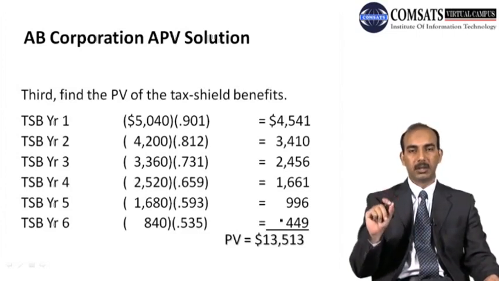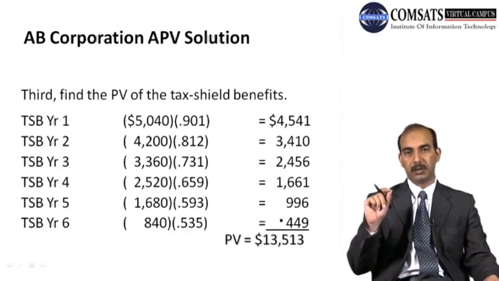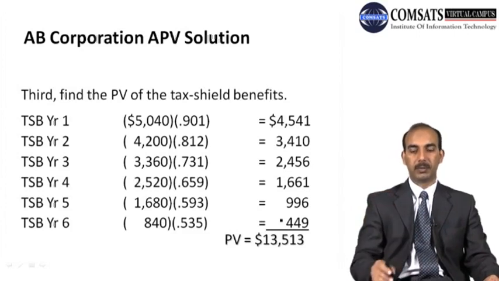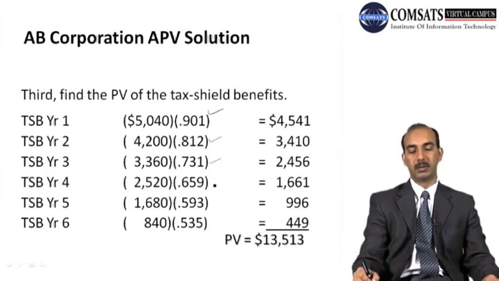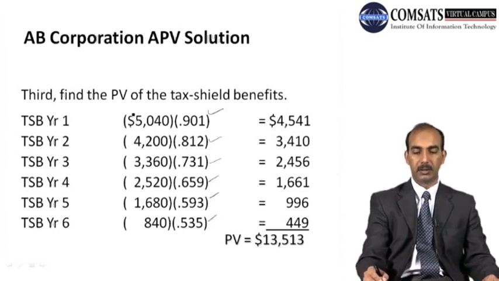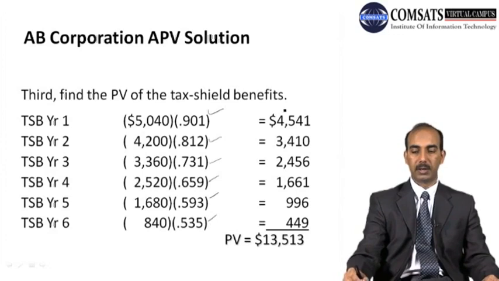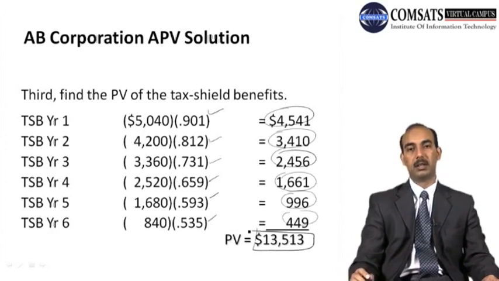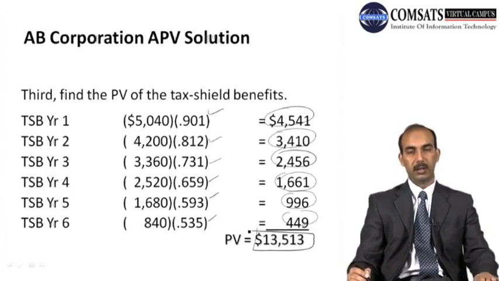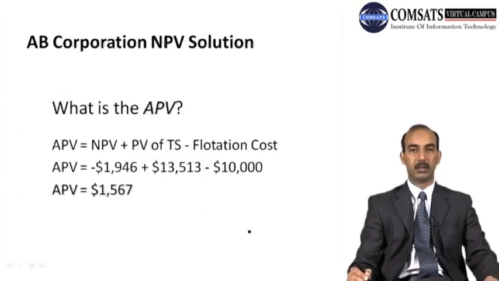Under 11%, for the periods 1, 2, 3, 4, 5 and 6, if you look at the values, you can see them for the first year, second year, third year. These are the present value interest factors, and you multiply them with the tax shield benefits, and we get the present value of the tax shield benefits for the 6 years. So this is the present value of the tax shield benefits, $13,513, and the flotation cost was $10,000.